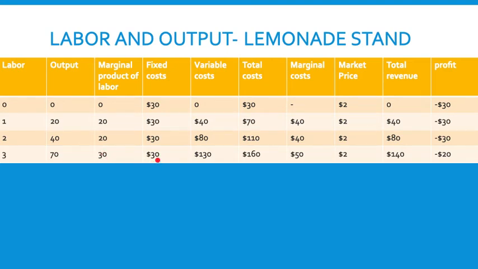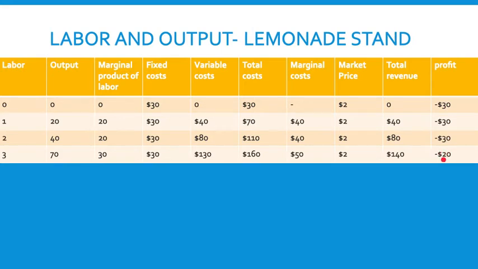Our fixed cost is still $30. Our variable cost is $70 plus $60 for the 3 workers. That's $130. So our total cost is $160. Our marginal cost has gone up $50 from 2 workers to 3 workers, but we've made $140, $2 times 70 cups, and now we're only $20 in the hole.